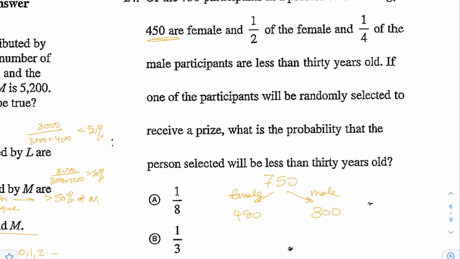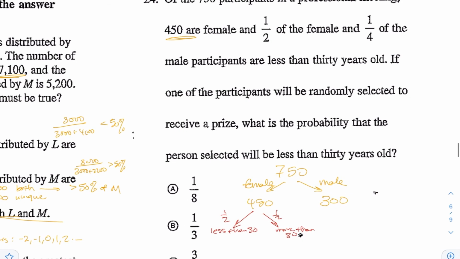So half the females are less than 30. That means that the other half are going to be more than 30. So half of 450 is 225. So you have 225 females less than 30 and 225 females over 30. And you do the same thing for the males.